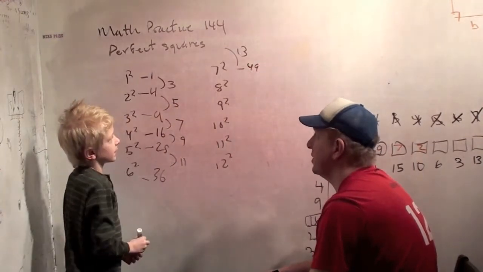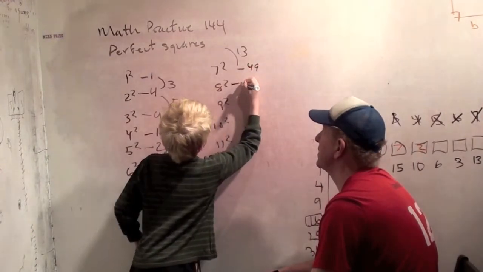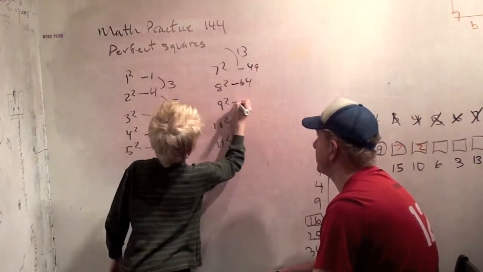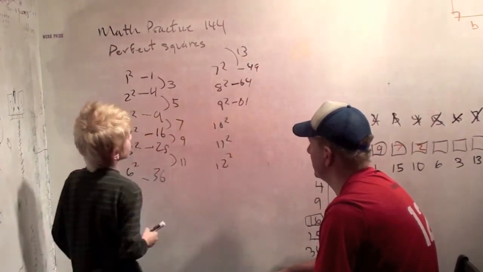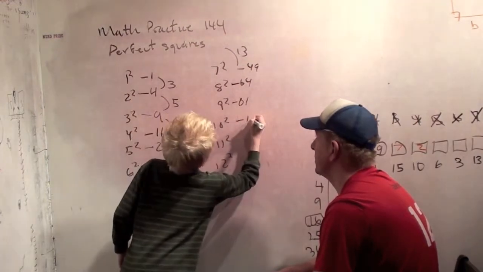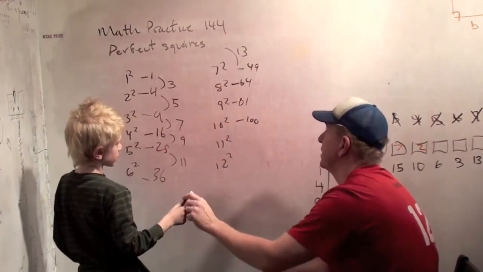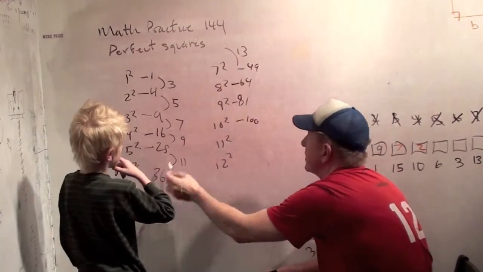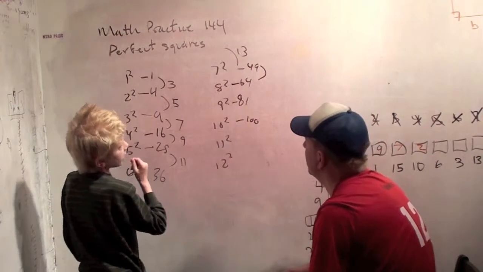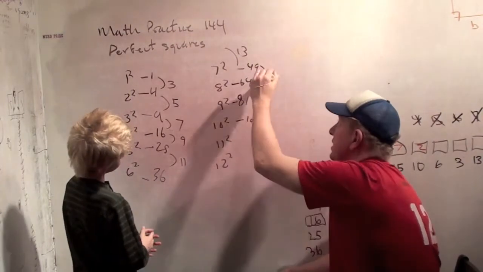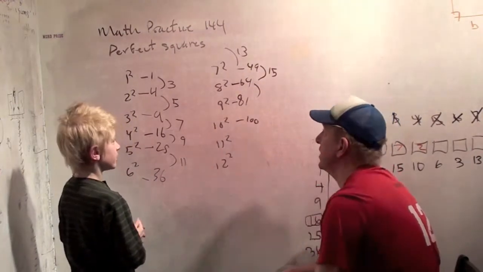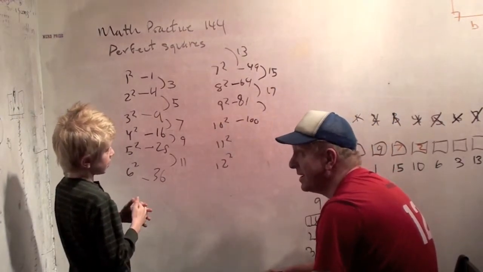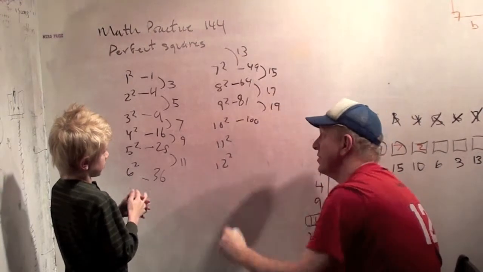What is 8 squared, by the way? 64. And what's 9 squared? 81. What's 10 squared? 100. Okay, so we added 13 to get to 49. What do we have to add to get from 49 to 64? 15. From 64 to 81? 17. From 81 to 100? 19. It's always these odd numbers.